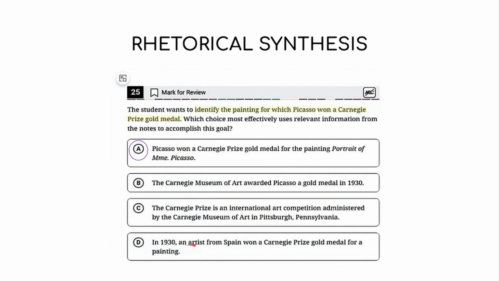In 1930, an artist from Spain won the Carnegie Prize gold medal for a painting. Okay, this artist from Spain is probably Picasso, but you can't say probably. It doesn't even exactly and directly say it's Picasso, and it doesn't tell you what painting they won it on. So A is going to be your answer once again.